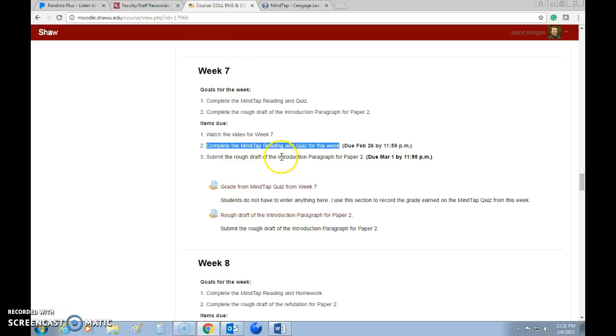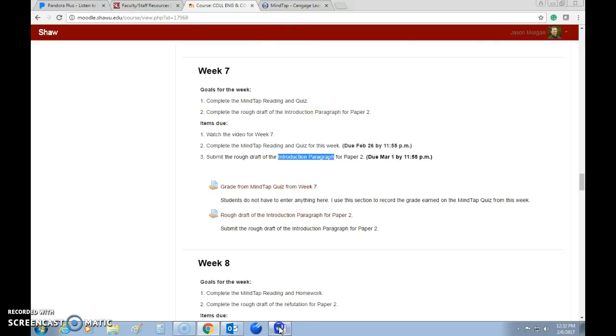And then you're going to submit the rough draft for the introduction for paper 2. Again, the introduction paragraph is just that first opening. If you go back and read the thesis chapter, you're stating what the paper's about, what your main point is, and how you're going to back it up. That's really the main part of an introduction paragraph. And if you've taken English 110, you learned how to write a 5-paragraph essay. You have basically those 3 elements: the hook, the connecting sentences, and then the thesis statement. That's what we're looking for in the introduction paragraph.